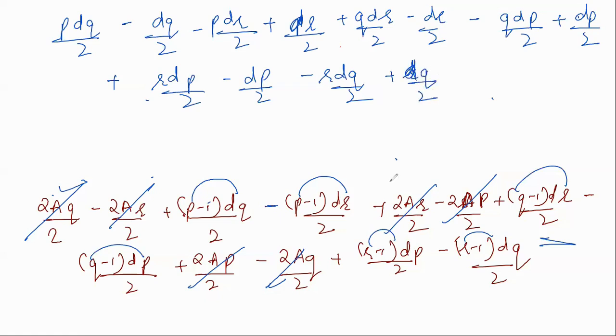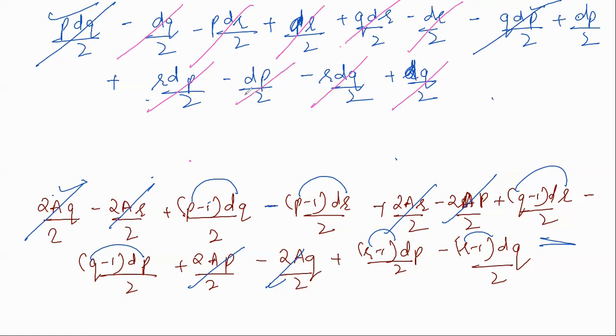Okay, now let's see which of the terms are exactly similar to each other. pdq by 2 and pdq by 2 with opposite sign cancel out, right? Then we have dq by 2 and dq by 2 with opposite sign, cancel out. pdr and rdp, same terms with opposite sign, cancel out. dr by 2, opposite sign, cancel out. rdq, same terms with opposite sign, cancel out. And dp by 2, cancel out. Same terms with opposite sign, so the complete value is 0.